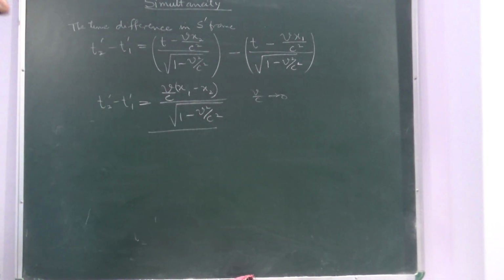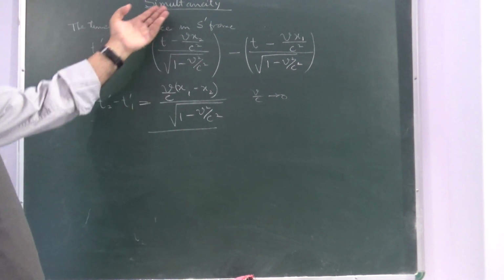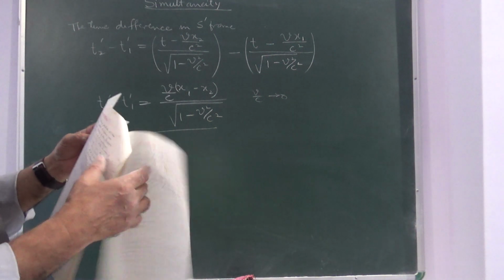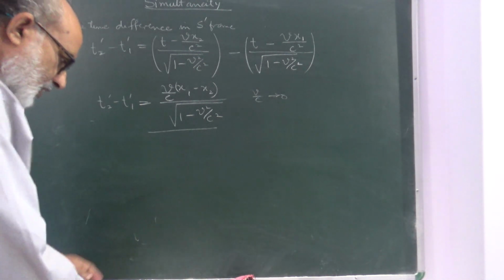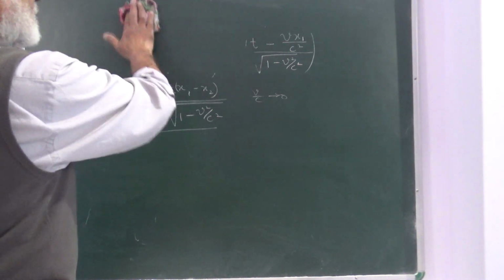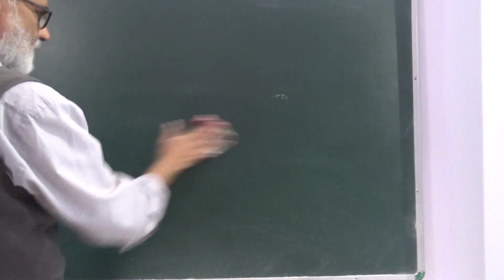It means if two events which are measured simultaneously in one reference frame appear to be at different times in another reference frame, they are not simultaneous in both frames. So we will do one verification. We have one experiment for time dilation, and that experiment proves the veracity of this Lorentz transformation.